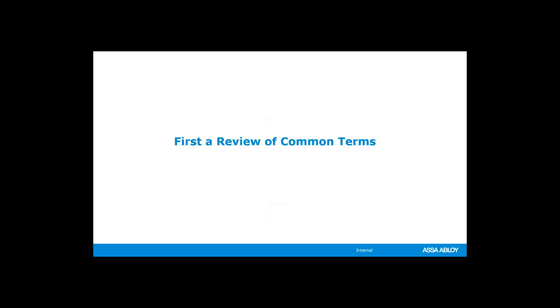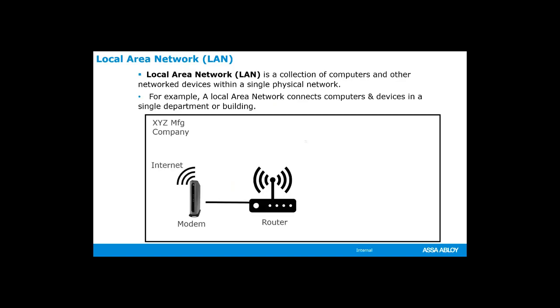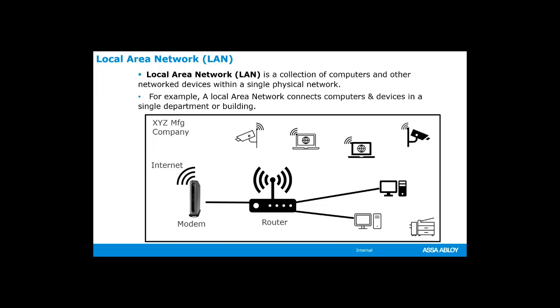Okay, the first term we're going to go over is local area network. It is a collection of computers or other network devices within a single physical network. The modem allows the local area network to connect to the internet. Items within a local area network include items such as routers, desktop computers, laptops, cameras, and printers. An example of a local area network could be all the computers or devices in a single department or in a single building.